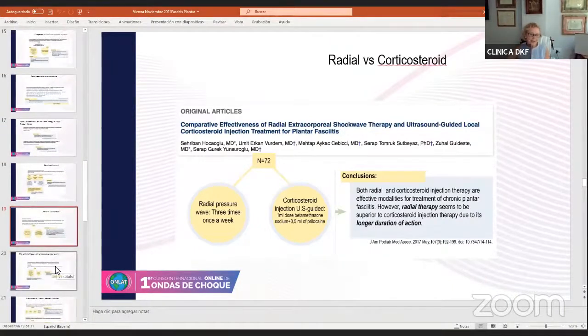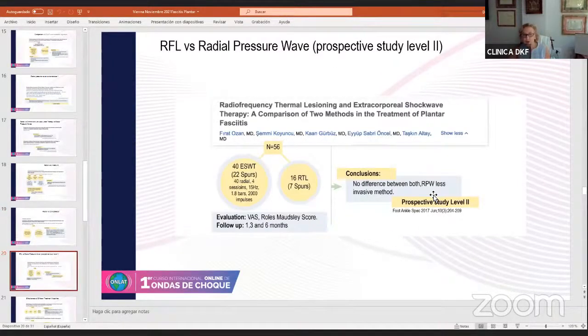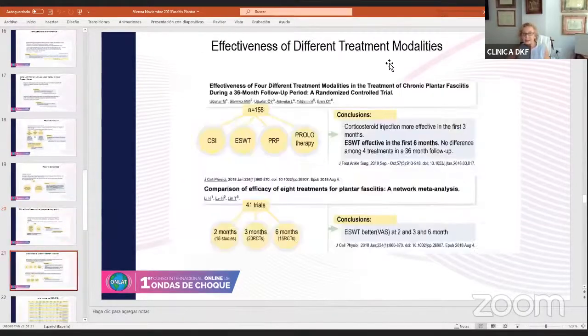So as I said before, we should choose our patient very well. And if we compare radial pressure waves with radiofrequency thermal lesioning, in this prospective level 2 study, there are no great differences between both. And we have compared with 8 different treatment modalities. We come to the conclusion that shockwave therapy is effective in the first 6 months, but we do not have good studies with long follow-ups.